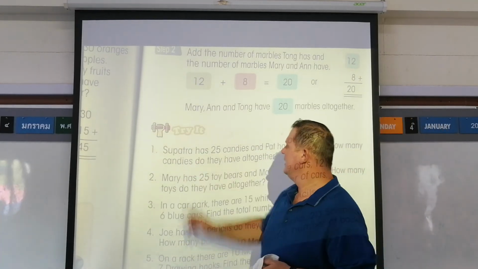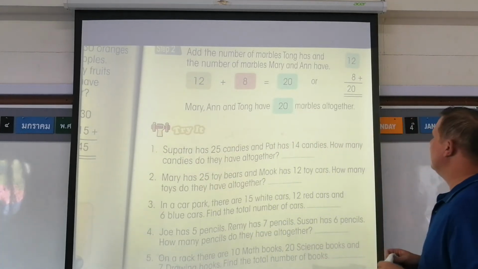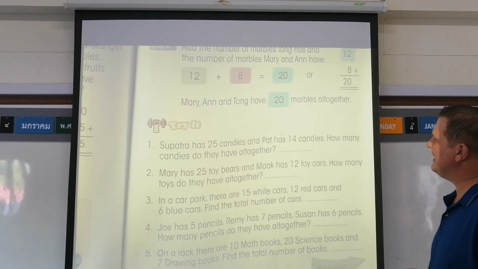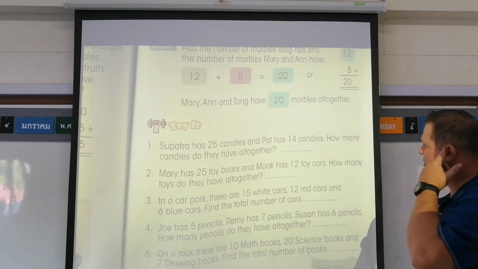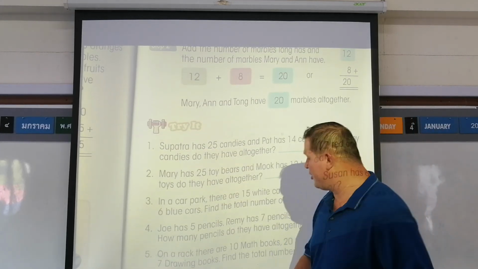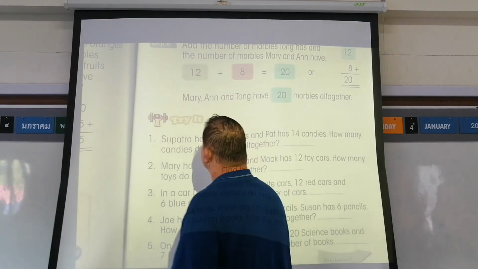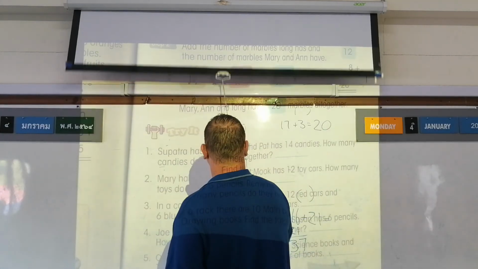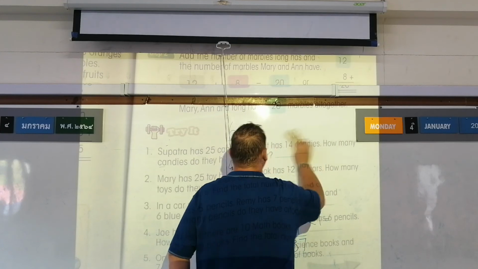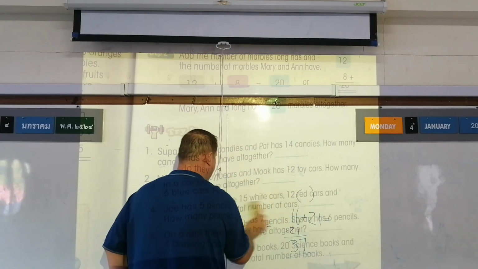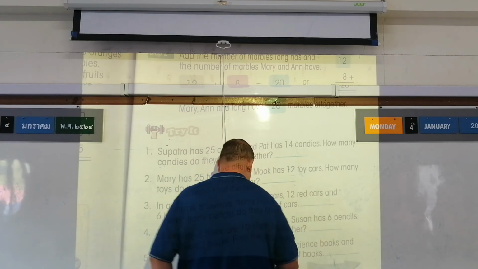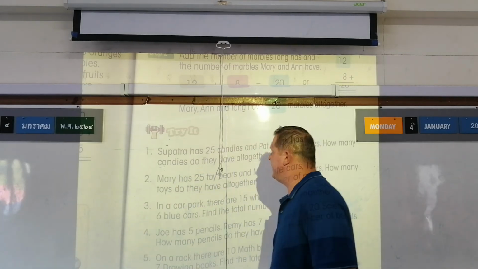Supatra has 25 candies, and Pat has 14 candies. How many candies do they have all together? Remember, you have to do the mathematical sentence, so you have to show me how you find the answer. Okay. Let's do one or two of these and let's see.